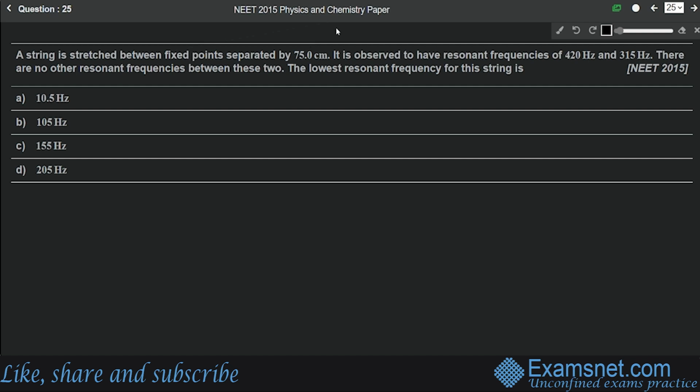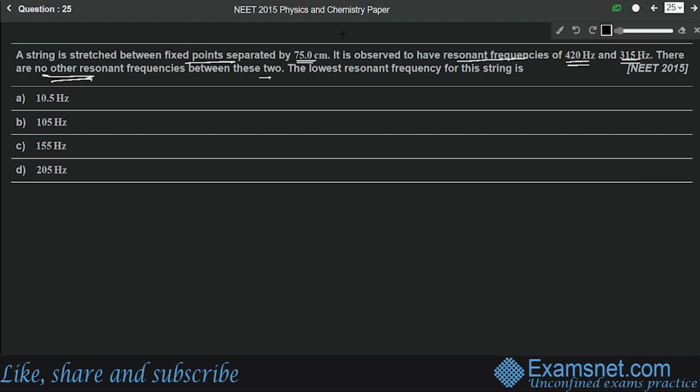Next question 25 is again from waves, and the question is: a string is stretched between fixed points separated by 75 centimeter. It is observed to have resonant frequencies of 420 Hz and 315 Hz. There are no other frequencies between these two. The lowest resonant frequency for this string is... so this is very simple.